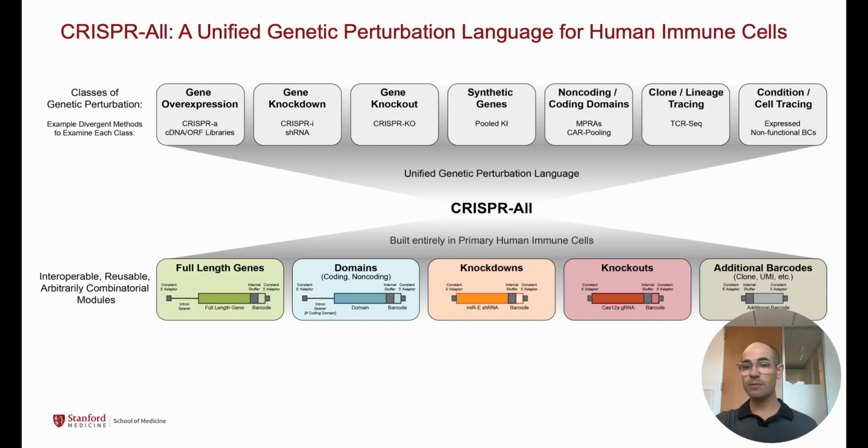This is our CRISPR-all methodology. It's kind of like our summative technical approach to primary human immune cell genetic perturbations. It allows you to simultaneously screen across perturbation classes and do so combinatorially in large complex networks.